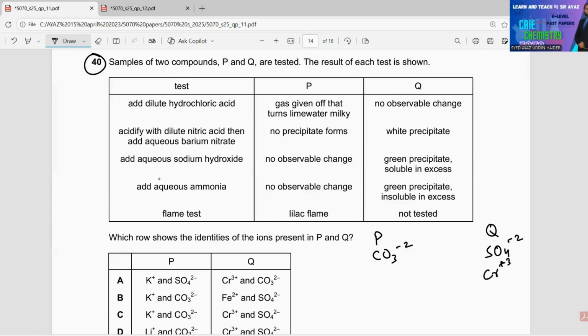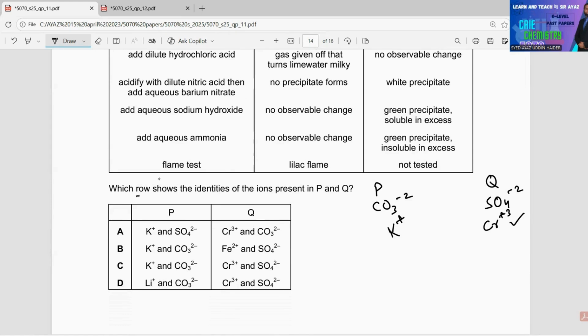Then the test is add aqueous ammonia. P, no observable change. Q, green precipitate insoluble in excess. Chromium 3 ion is confirmed. For the flame test, P gives lilac flame. It must be of potassium ion. Q, not tested.